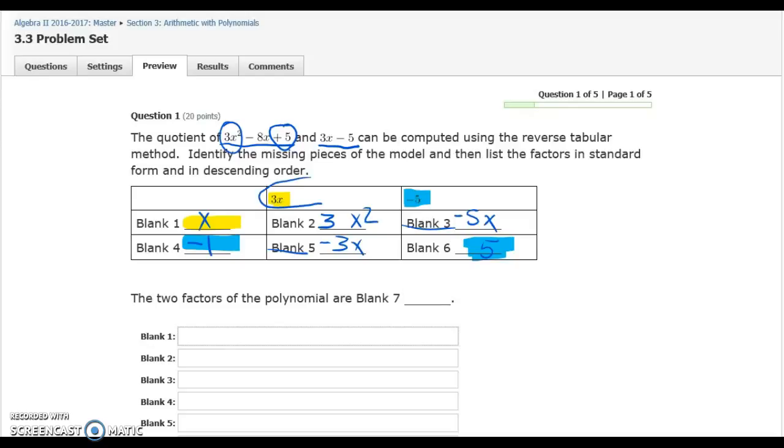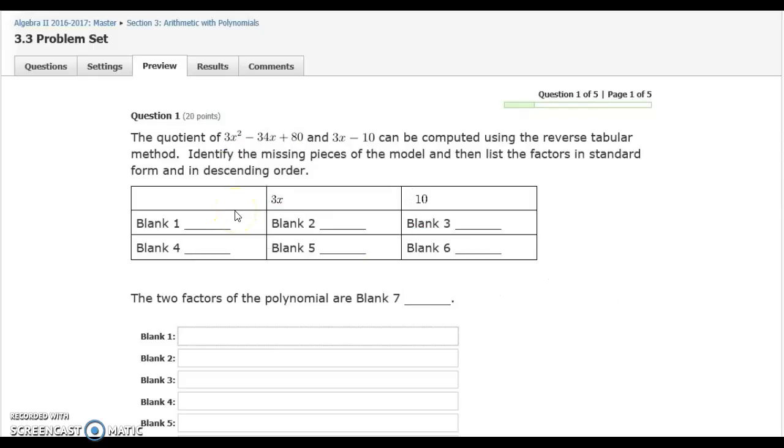Our factors are listed on the outside, just like we list them on the outside when we do multiplication. So our final answer is 3x, I apologize, 3x, it's right there highlighted in yellow, minus 5. And again, this loop hides the minus, but it's a minus 5. And x minus 1. There are no spaces here. You just type it straight in: parentheses 3x minus 5, parentheses x minus 1.